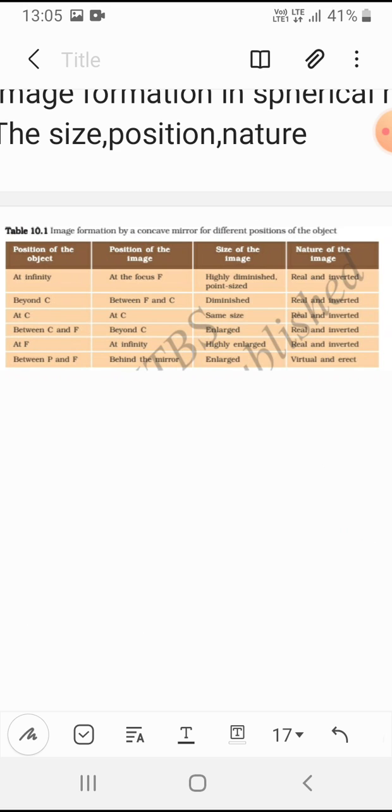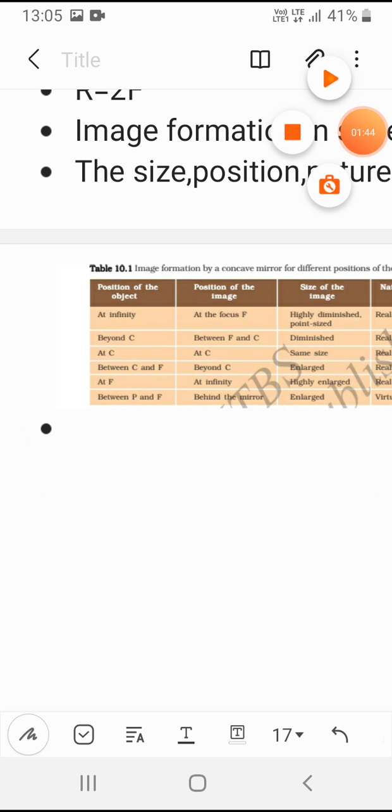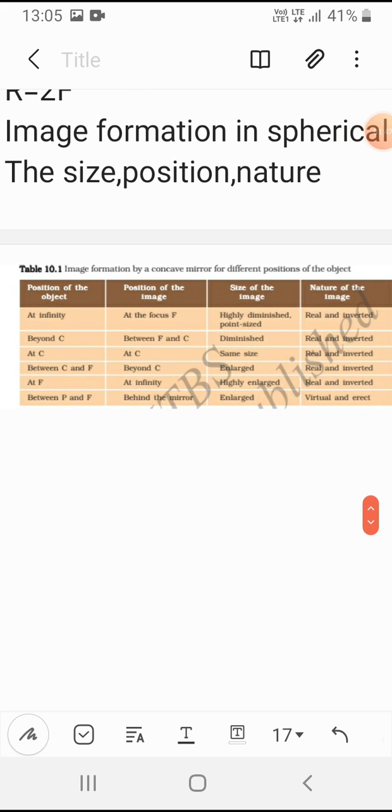If the position of the object is at focal length F, then the size of the image is highly diminished, or a little blurred. And the nature of the image is real, and it is inverted. And if the position of the object is beyond C, or center of curvature, then the image will come in between F and C, and the image will be very much diminished, and it will be real only.